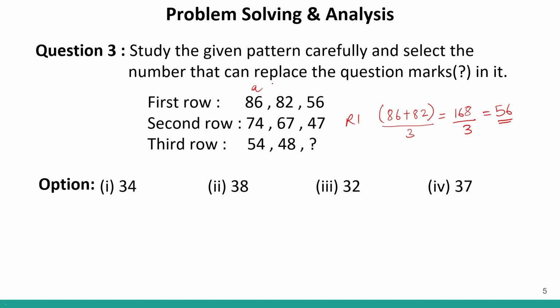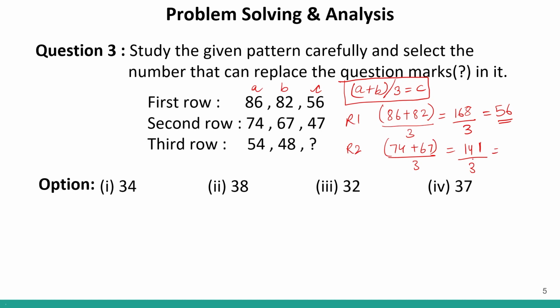What is the pattern? If this is A, this is B and this is C, the pattern is that A plus B divided by 3 is giving me C. This is the logic. So this we have identified from row 1. Let us check for row 2. Now in row 2, 74 plus 67 divided by 3 should give me 47. So 74 plus 67 will be how much? This will be 1 and this will be 4. 1, 4, 3. 3 4s are 12, 2 carried 7. So 47. So row 2 also is correct.